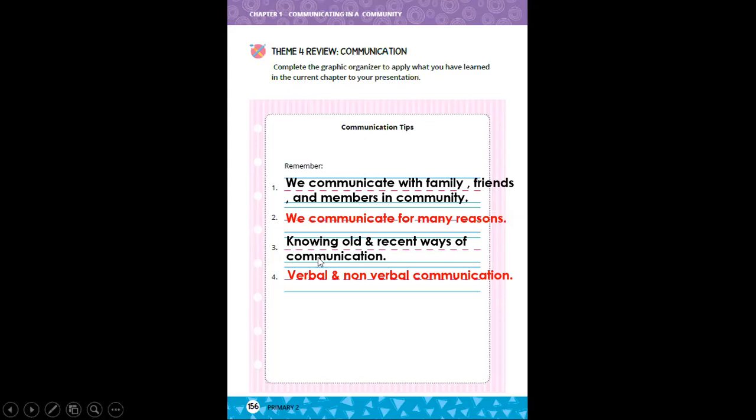Also, we have learned about old and recent ways of communication. Do you remember the old ways? By camels, by birds. And the recent ways that we use technology in communication. Also, we learned about the difference between verbal and non-verbal communication. We said that most of our communication in our life is non-verbal, using facial expressions, using our bodies, using the voice tones. Do you remember?